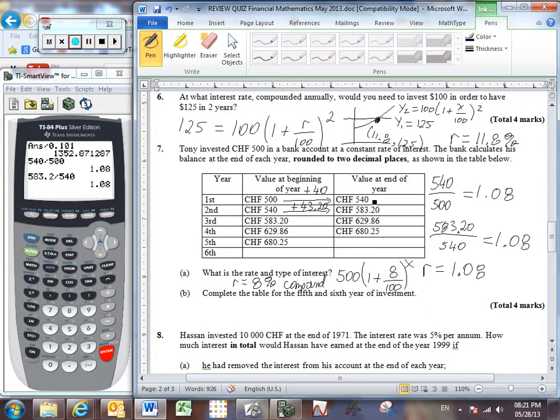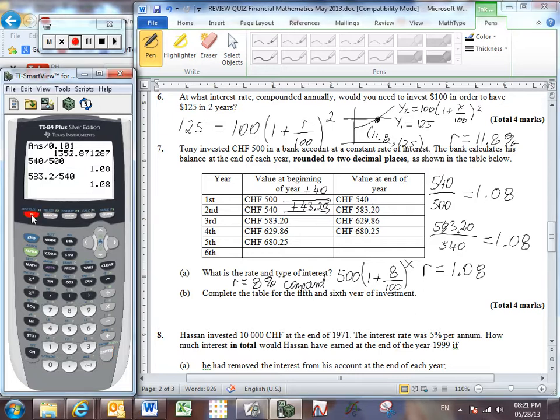Complete the table for the 5th and 6th year of investment. A clever way of doing this might be to get a table so that I can see both the 5th row and the 6th row simultaneously, and then I don't need to repeat any work. So we'll go to my y equals, and I'll set up my function. So y1 is equal to 500, my original investment, multiplied by 1 plus 8 over 100.